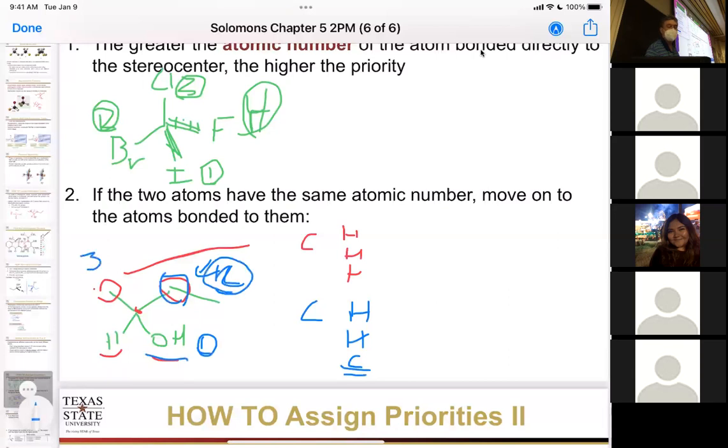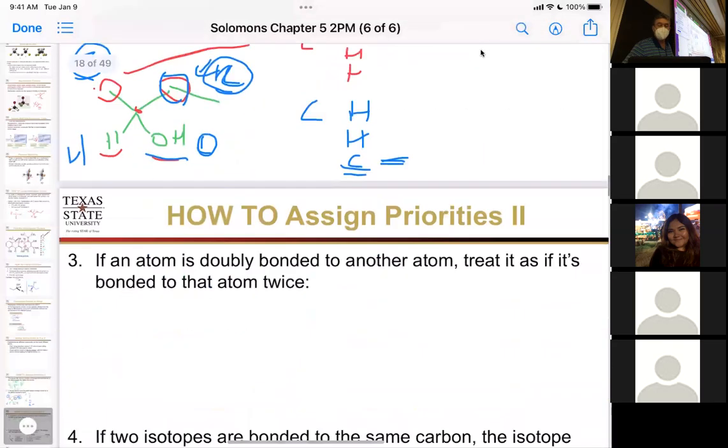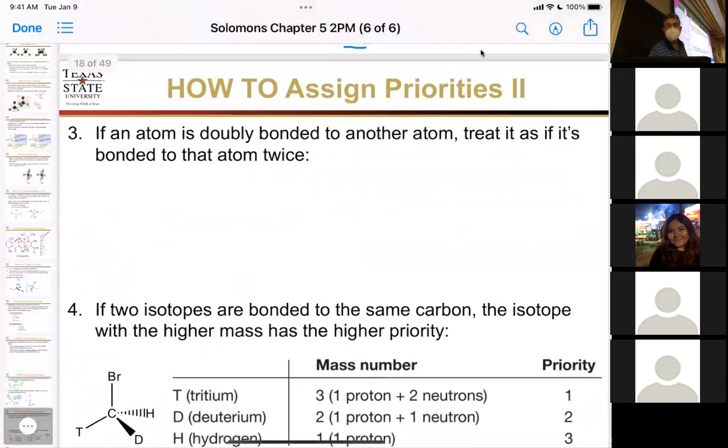This other carbon is going to be 3, and our hydrogen is going to be 4. Okay, so that's rule number 2, atomic number. And then you keep going out if it's the same number until there is a difference. And then the one with the higher atomic number atom attached to it is the one that wins. But what about double bonds? How do we do that?